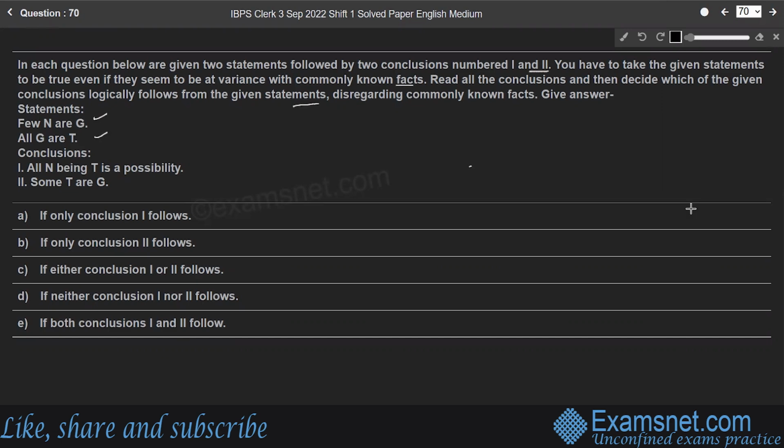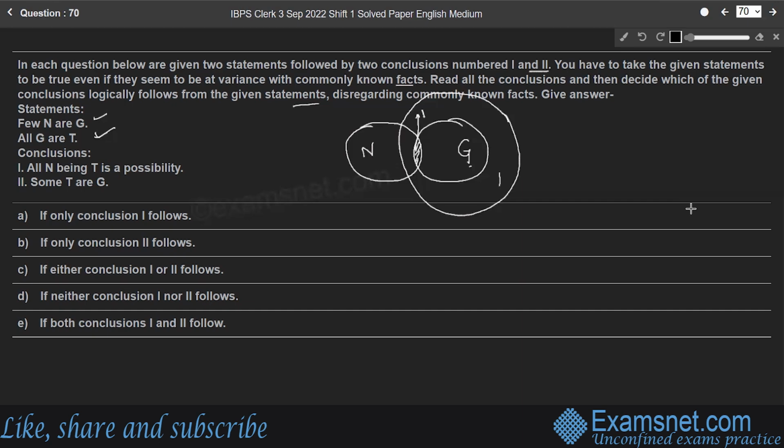So let us represent these statements in the form of Venn diagram. Here there is a set of N and set of G, where the common portion represents few N are G. First statement. Whereas the second statement, all G are T. That means there is a set of T, in which set of G is included, right? So hence the second statement, all G are T.